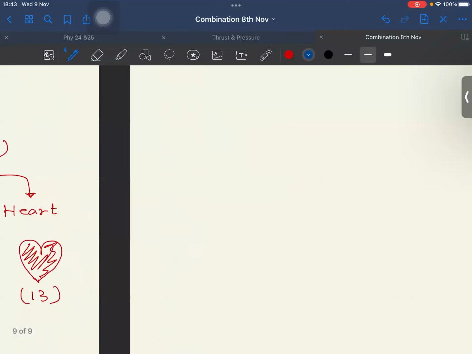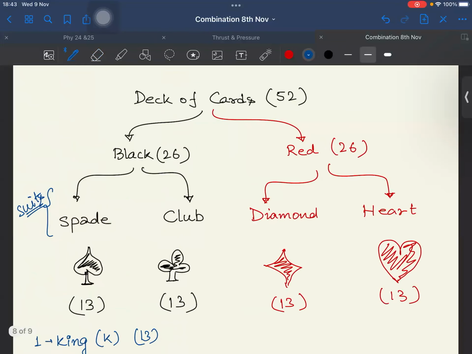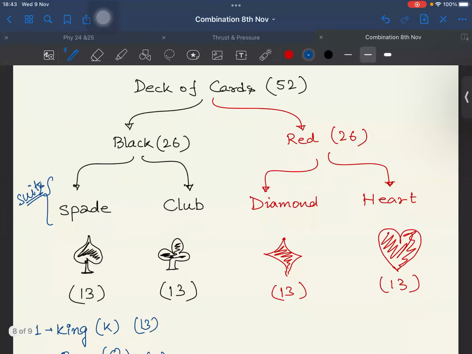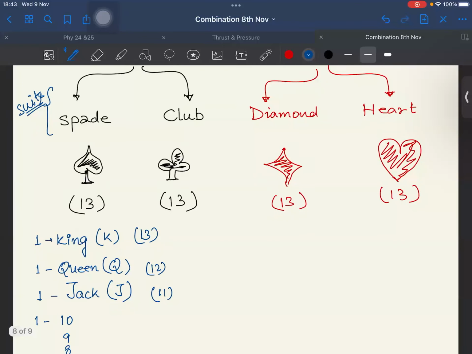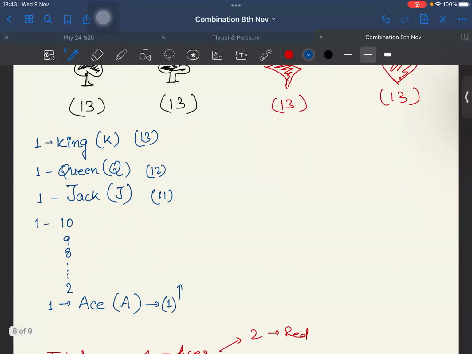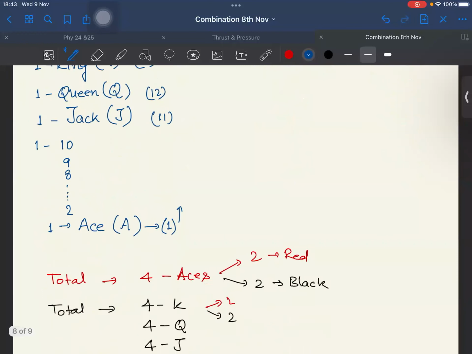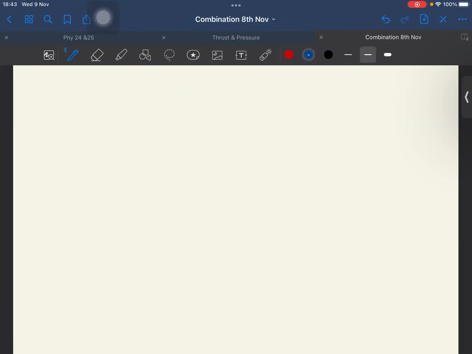So I'll just scroll it from top to bottom. Just go through once and let me know if you have any doubt understanding the deck of cards. No doubt, sir. Okay, so I'll just scroll it down and you can see. Okay, so shall we solve problems based on deck of cards? Yes, sir.